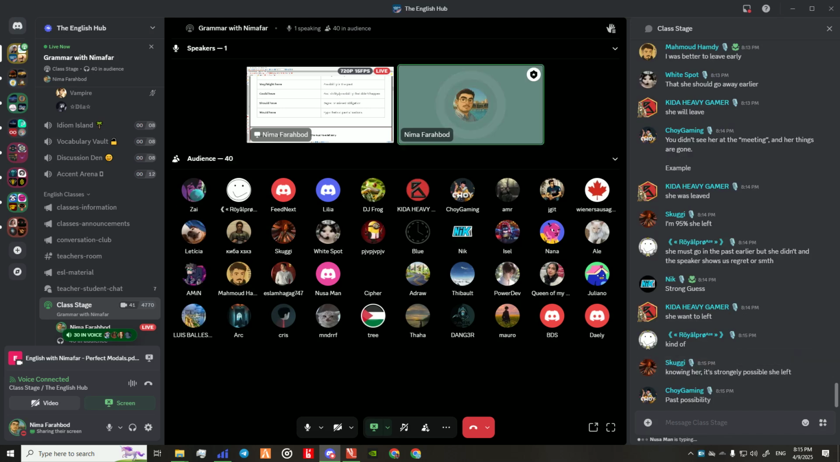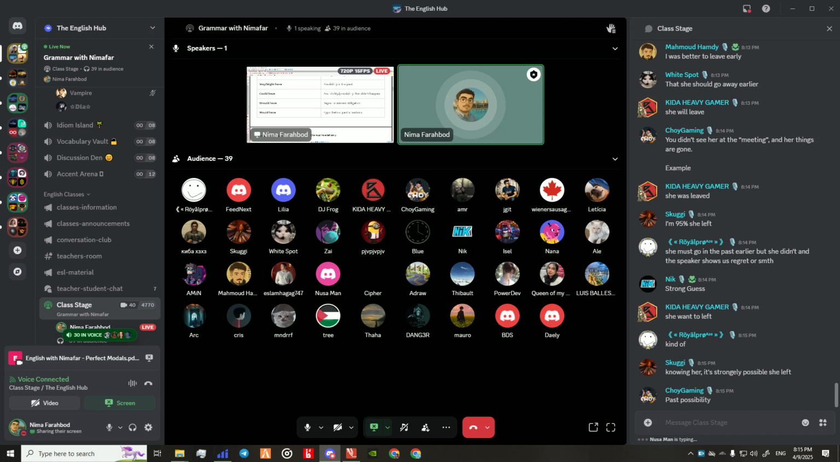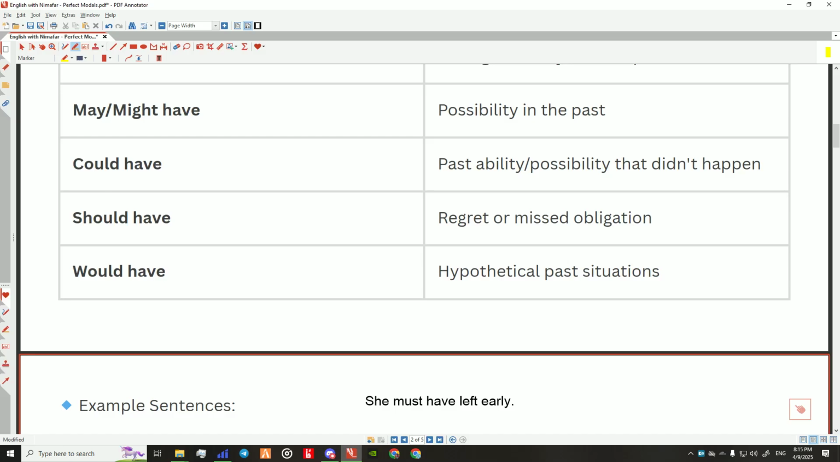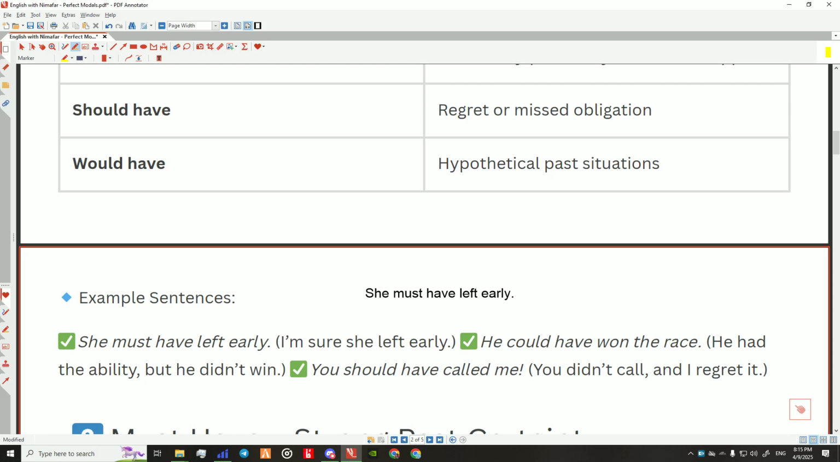Past possibility. So it's not regret. Something Royal said, no. But something other people are saying, we can say it's kind of correct. So here, I am sure she left early, for different reasons. Or: he could have won the race. It means he had the ability, but he didn't win.